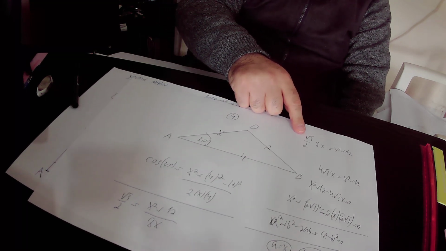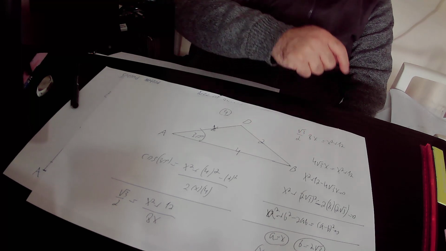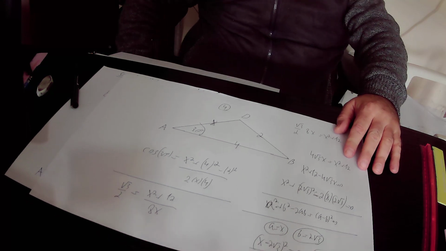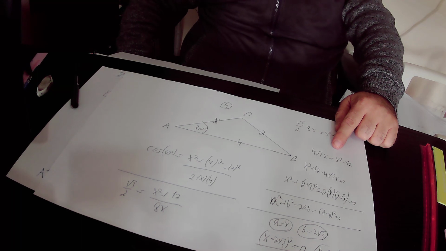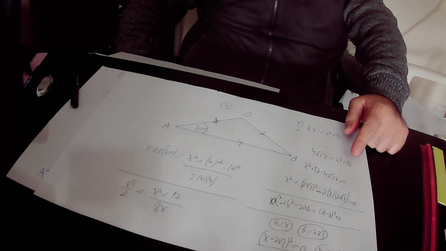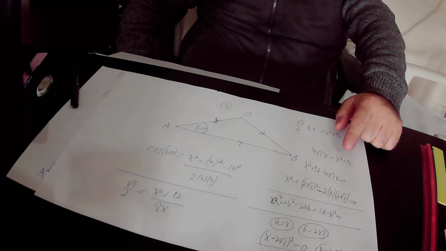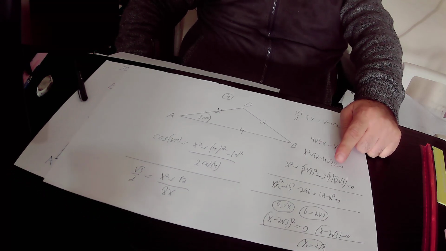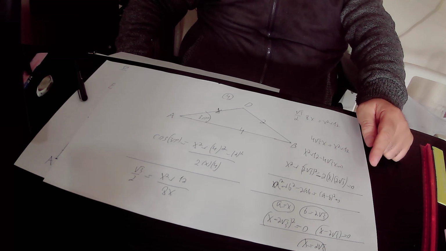8 over 2 is 4. So on this side of the equation we have 4 times square root of 3 times x equals x squared plus 12. Here we subtracted 4 times square root of 3 times x from this equation and we got that x squared plus 12 minus 4 times square root of 3 times x equals 0. Here we substituted 12 by 2 times square root of 3 squared and we got that x squared plus 2 times square root of 3 squared minus 2 times x times 2 times square root of 3 equals 0.